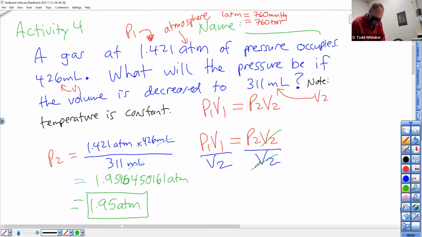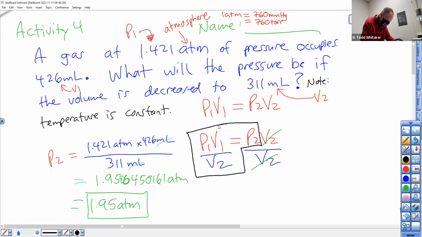Once I got to here, then I plugged into this equation right here. This was all that was left, right? And that's when I went over to there. P2 by itself equals P1 V1 over V2. And that's the end of that.